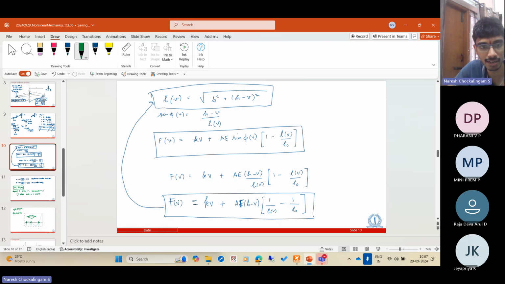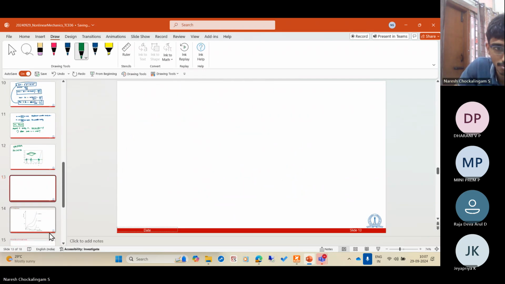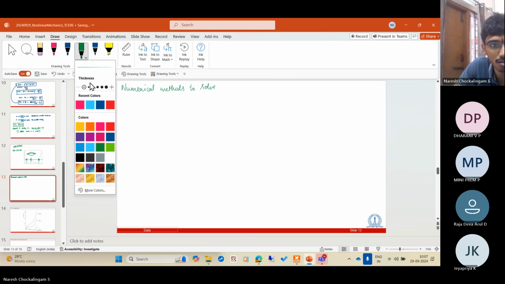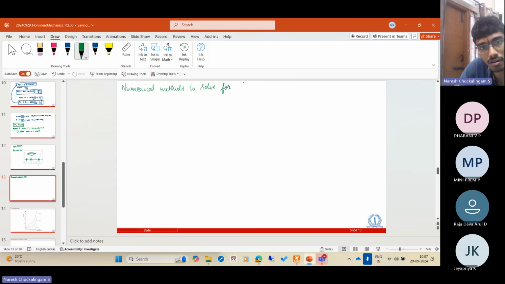So you have this task of inverting a highly nonlinear equation, which we can't do. So what do we do? We use numerical methods to solve for the unknowns. So given an equation y is equal to f of x, and f can be a nonlinear function.